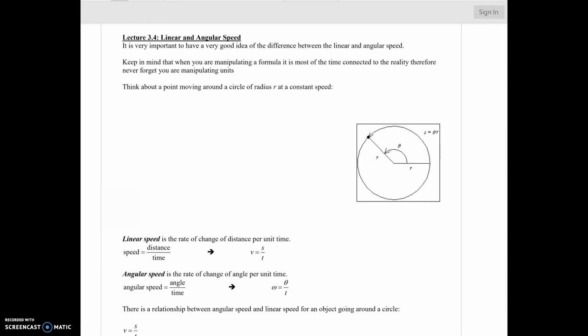and what we are trying to find is, think about a point moving around a circle of radius r at a constant speed. Neither accelerating nor decelerating. So constant, neither accelerates nor decelerates.